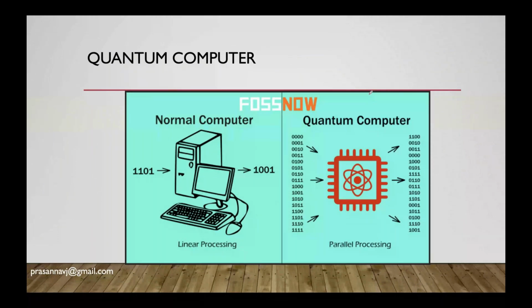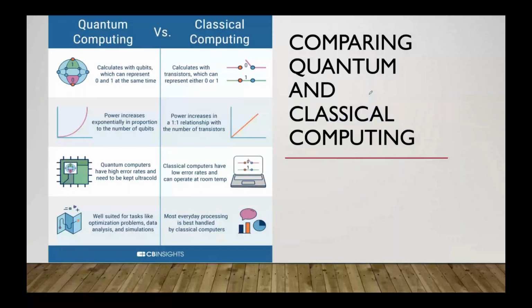Now, how do we differentiate quantum computers from classical computers? In what way is it different? As we said, it has qubits which can represent zeros and ones at the same time, and the power increases exponentially in proportion to the number of qubits. In the case of classical computers, the power increases only in a linear way.